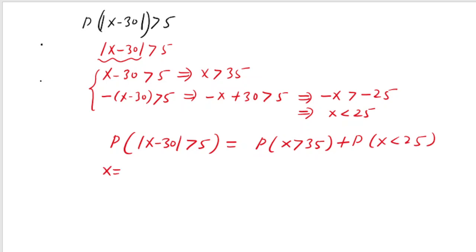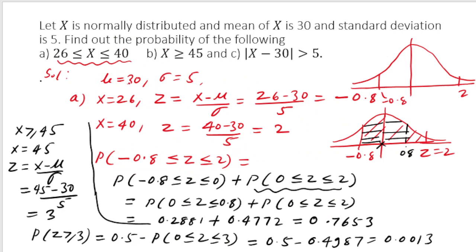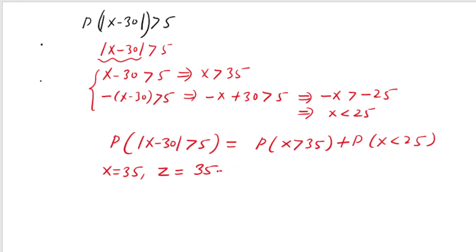Now if x is equal to 35, what is equal to z? So z is equal to x, that is 35, minus mu. So mu in our case, what was mu? Mu was 30 and sigma was 5. So 35 minus 30 by 5, so that is equal to, z is equal to 1.